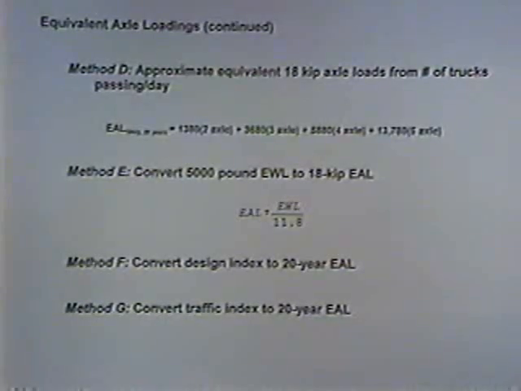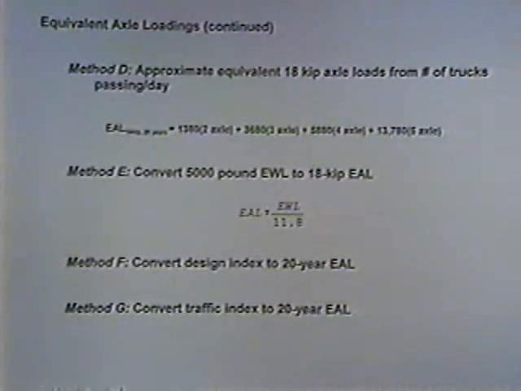I don't think the tables are in your book, but there are tables that have those, and essentially for AASHTO equations, those would be the numbers that you would use. So you have truck constants multiplied by the number of trucks with different axle configurations. Add that equation up and you come up with an equivalent axle load for 20 years. You can convert 5,000 pound equivalent wheel loads to 18 kip loads. That 11.8 in the denominator of the equation is a constant for a 5,000 pound wheel load, just converting different loads to equivalent 18 kips.